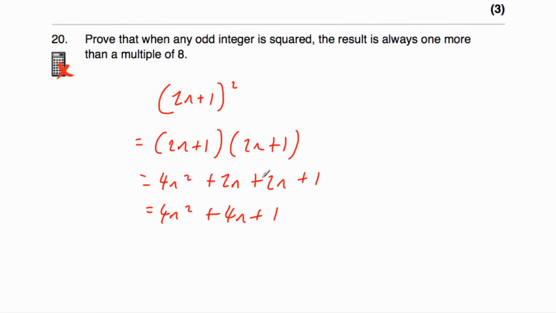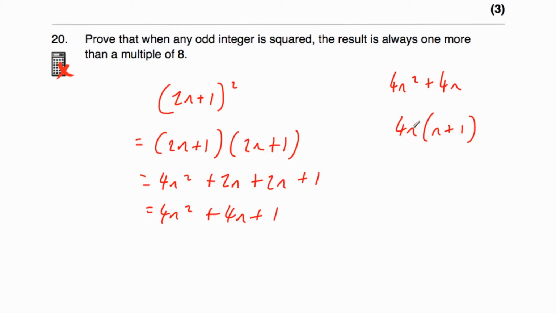Let's focus on 4n squared plus 4n and see if we can show this is a multiple of 8. Let's factorize it. We can take a 4 out and an n out, so 4n bracket. 4n squared divided by 4n leaves us with n, and 4n divided by 4n is 1, so plus 1. So we've got 4n bracket n plus 1, and we want to show this is a multiple of 8.